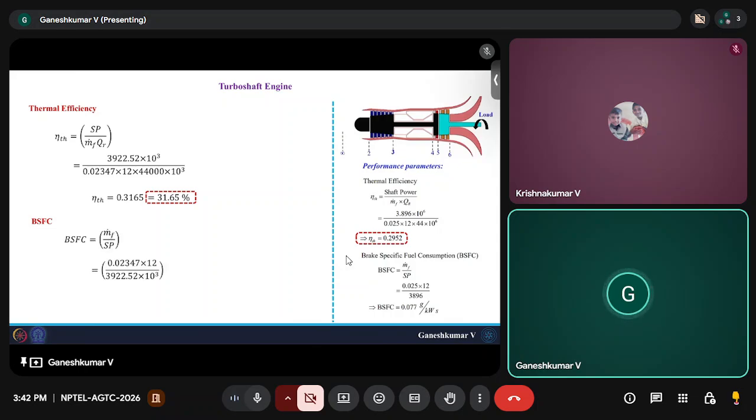So the amount of fuel that you need is only around 0.078 grams per second to generate 1 kilowatt of power. So your brake specific fuel consumption has also come down, which is beneficial in this case. So in this case, when we increase the compressor pressure ratio, it's beneficial. Okay, but it's not always true, so please remember that.